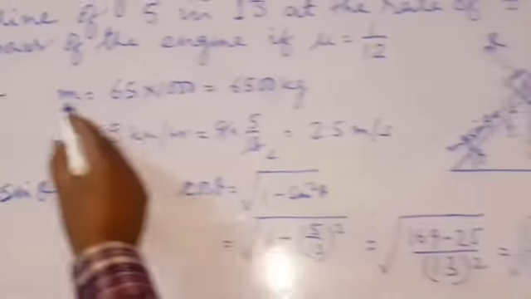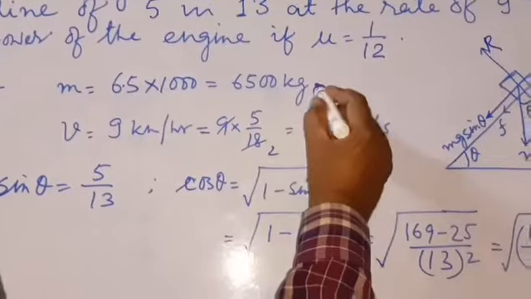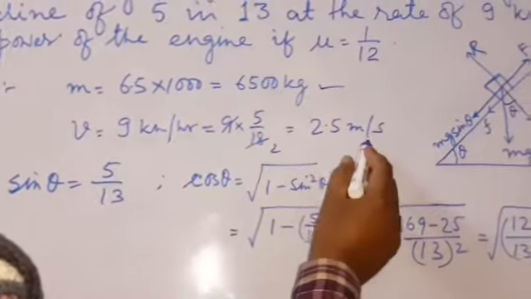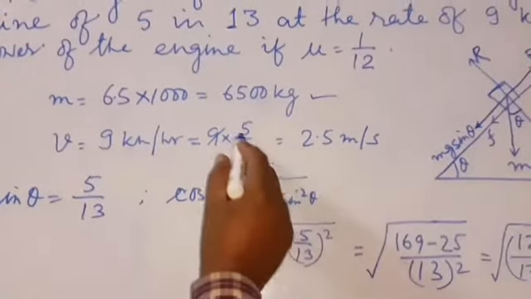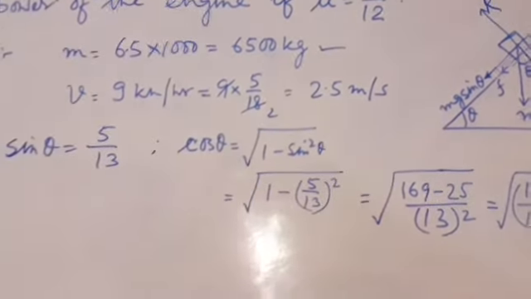So here it is given m equal to 6.5 metric ton, means 6.5 into 1000, 6500 kg. V equal to 9 km per hour. We have to convert into meter per second, so multiplied by 5 by 18. So it will be 2.5 meter per second.